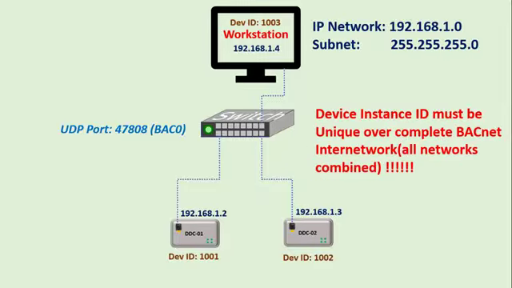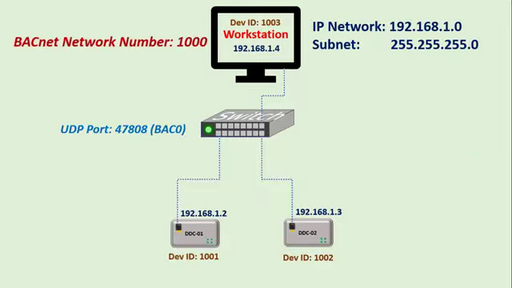Each BACnet network also has a network ID. Here we have defined 1000 as the BACnet network number for this network. BACnet devices don't need to know about the network number. The network number needs to be defined in the BACnet routers, and it is also defined in the workstation for configuration of the BACnet network driver. This is an example of a BACnet IP network which spans a single IP subnet.